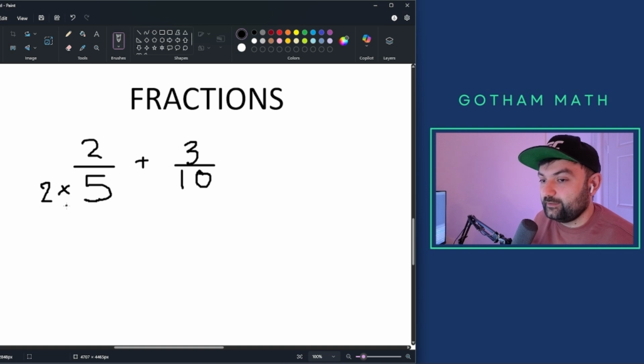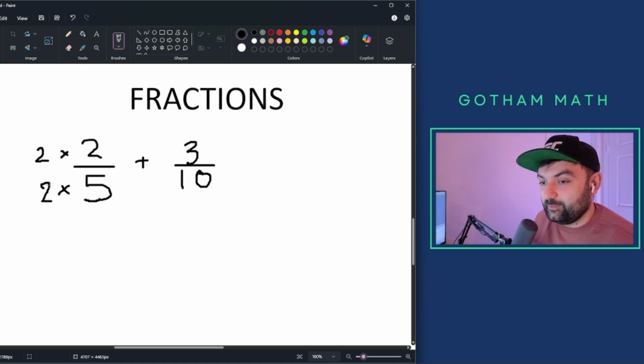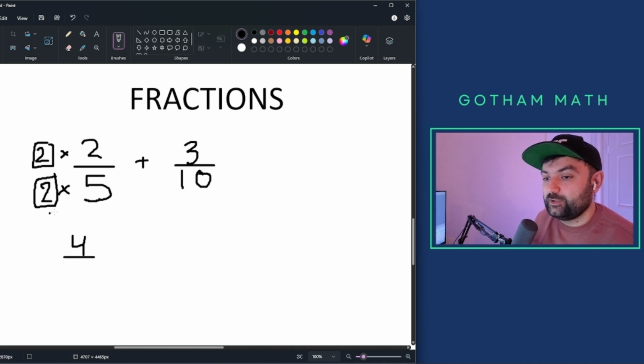The only thing that sometimes people forget is that you must also multiply the top by the same number. If you multiply the top and the bottom, it's okay, which means that you're allowed to do that. You're allowed to multiply the top and the bottom of a fraction by the same number. So what do you get? 2 times 2, that's 4, and 2 times 5, which is 10. So this 2/5 became 4/10.